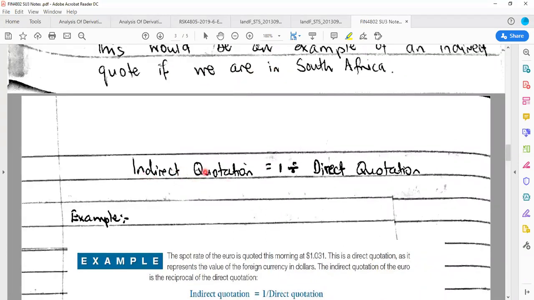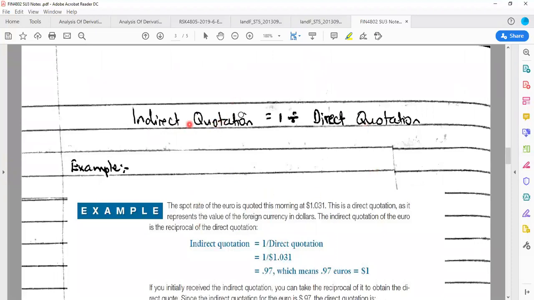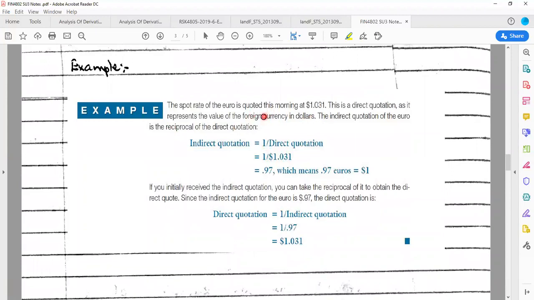So whenever you want to get an indirect quote from a direct quote, you simply take 1 divided by the direct quote, and that gives you the indirect quote. Okay, so I can illustrate that to you through an example. The opposite would also apply. If you want a direct quote from an indirect quote, we just say 1 divided by the indirect quote to get the direct quote. So there's an example that can illustrate how this applies.